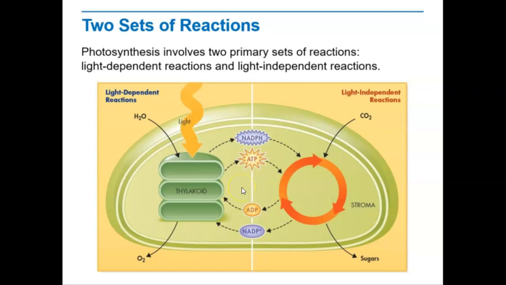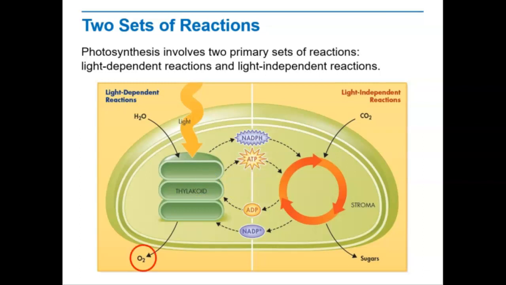So photosynthesis involves two primary sets of reactions. We talked about those two reactions last time. We have the light dependent and light independent reactions. You should understand what goes into and comes out of, right? The products and reactants of those two reactions. So for example, if I asked you what is the product of the light dependent reaction, you should be able to tell me that it is O2.